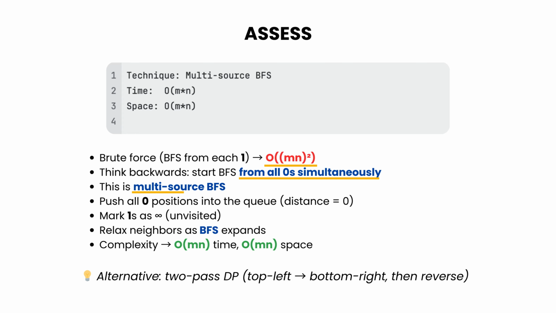That's multi-source BFS. Push all 0 positions into the queue with distance 0. Mark ones as infinity, or unvisited, then relax neighbors. Complexity, O(MN) time and O(MN) space. Alternative, 2 pass DP, sweeping top left to bottom right, then reverse.